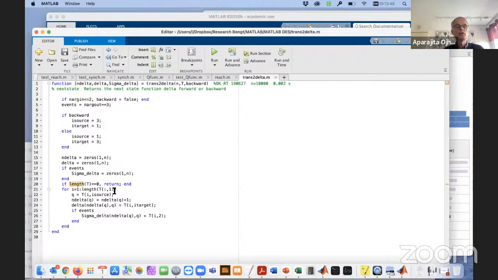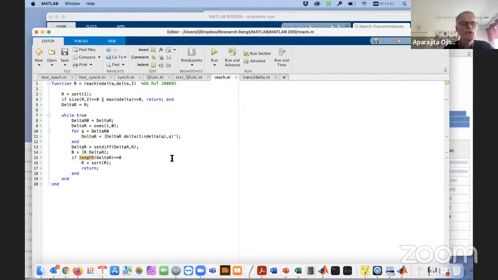So if you look at trans to delta and delta to trans, then you definitely should be able to understand the data structure of this function. And in the reach case, I was a bit confused here because I was looking for the events. But the thing is that I don't need the events in the reach function. I only look at, from each source state, the target states.